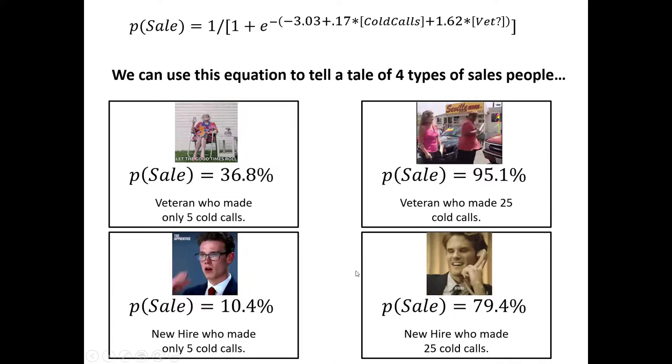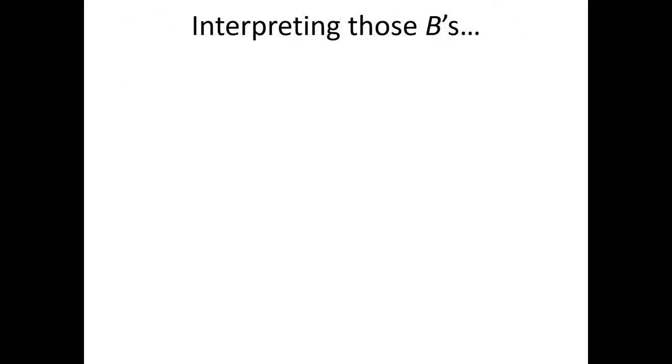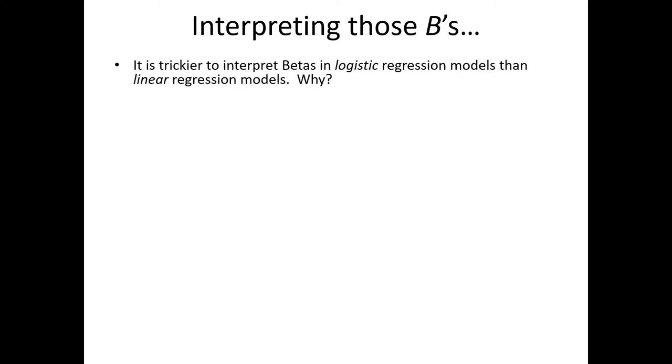We can clearly see here that veterans outperform new hires, but whether you're a veteran or a new hire, it does in fact behoove you to make many cold calls to the same business, even though they probably claim that they're annoyed. In the previous slides, we learned a little bit about how to interpret the betas of a logistic regression model, but I was a little loose with my terminology there and not quite as clear as I am when we're talking about interpreting betas in linear regression models.